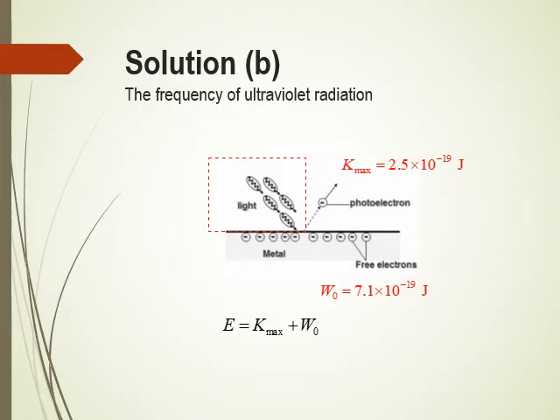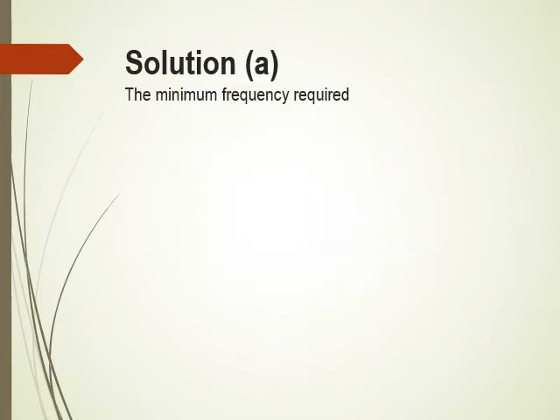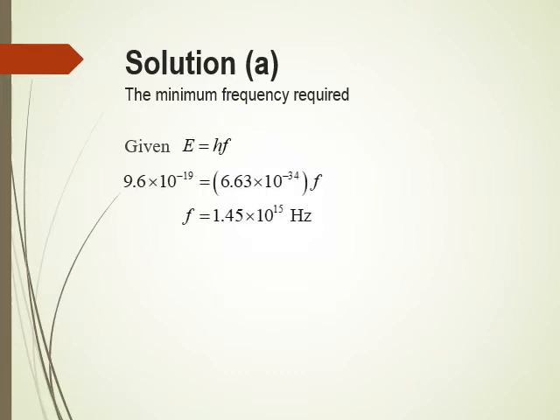So now let us substitute K max and W naught into the equation. You will then obtain E equals 9 times 10 to the negative 19 joule. Now that you have the photon energy, let's apply the equation E equals h f. Substitute the values into the equation, and you will then obtain f equals 1.45 times 10 to the power of 15 Hertz.